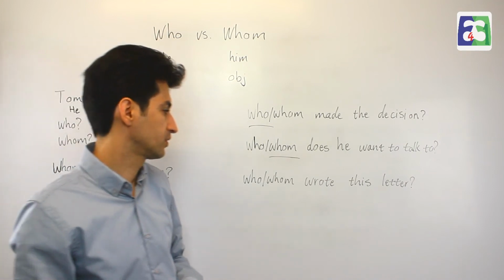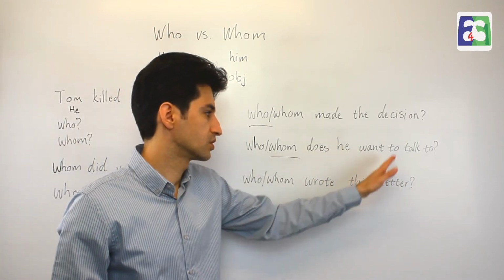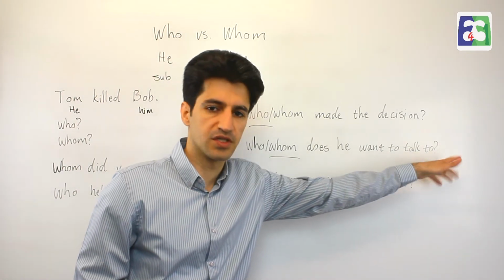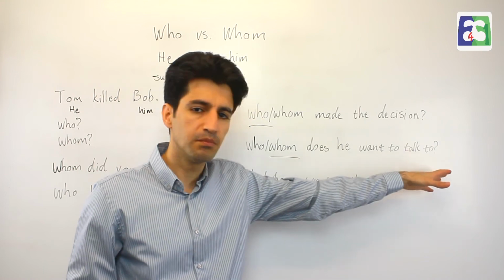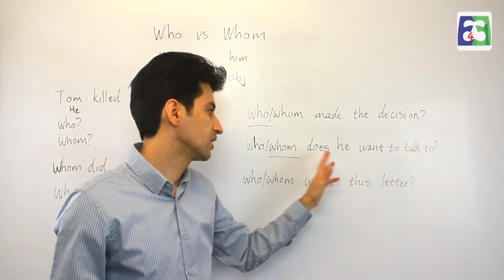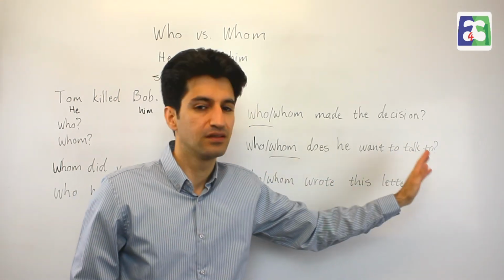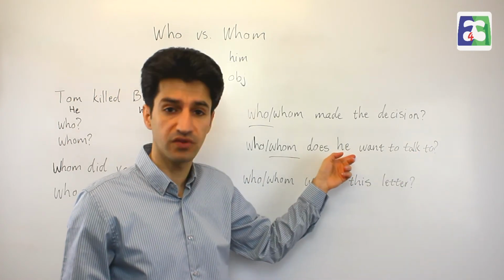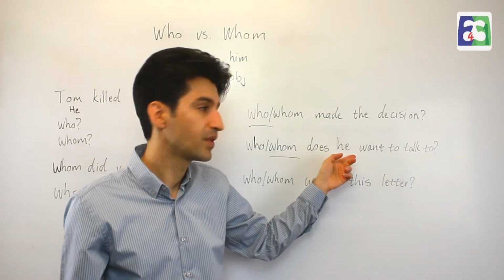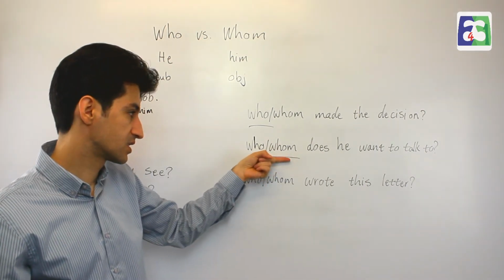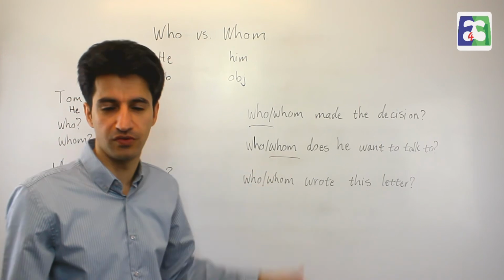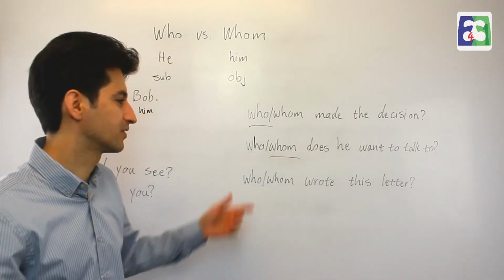I'll give you the example, the answer. He wants to talk to Mr. such and such. Okay, or he wants to talk to him. But I can't say he wants to talk to he. So I've got he in my sentence. I've got the subject. I do not need another subject. So I am looking for the object of the sentence. So this is there to look for the object. Okay. Now the third one.